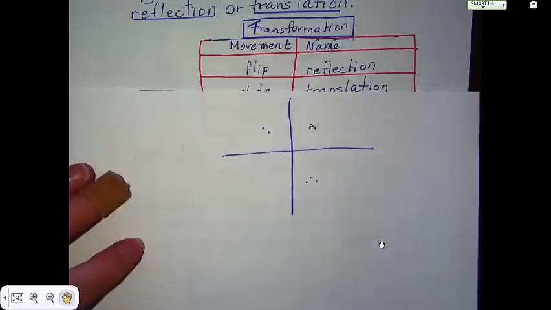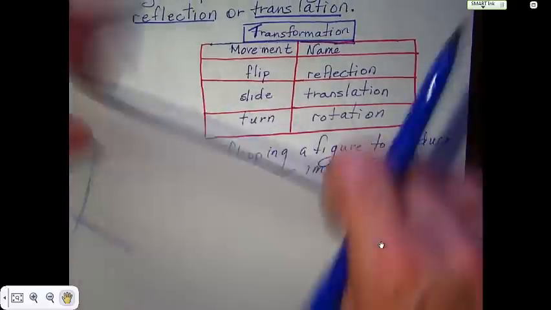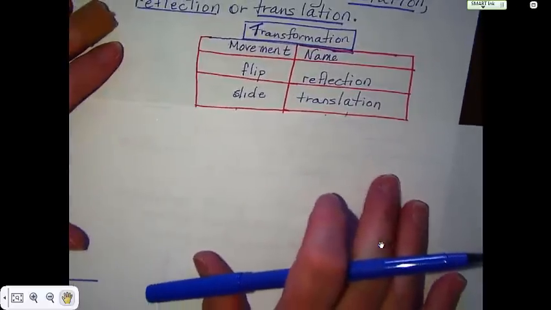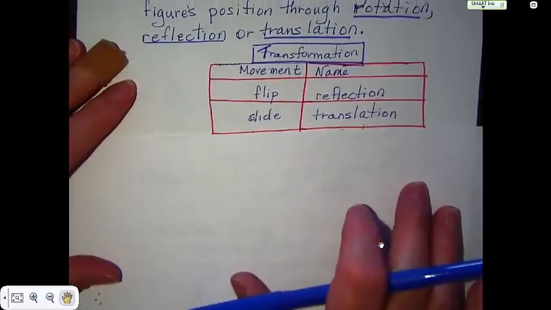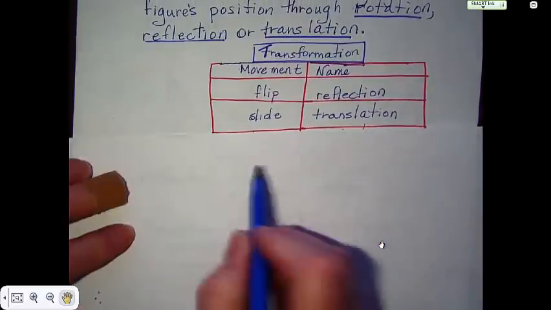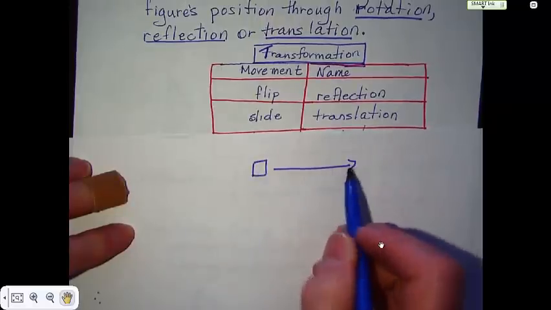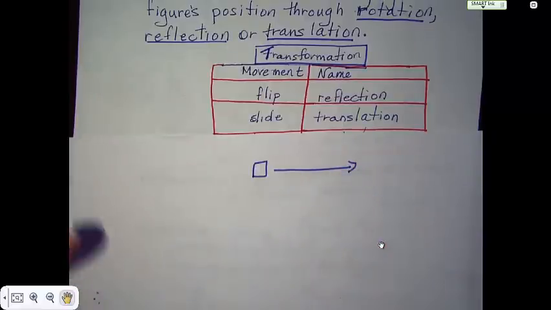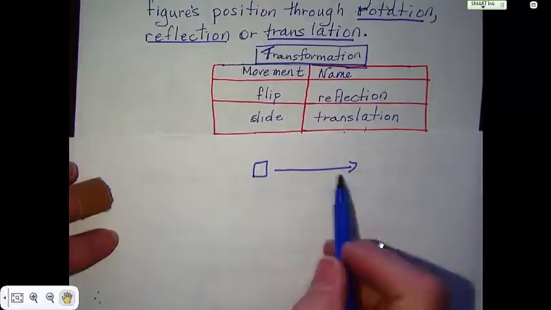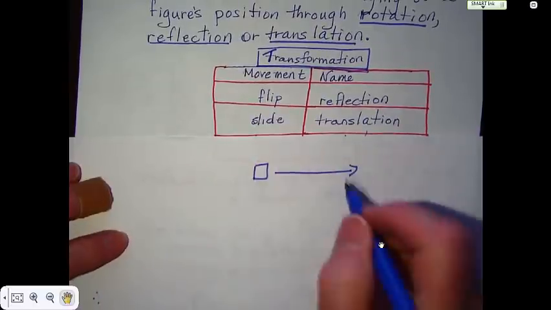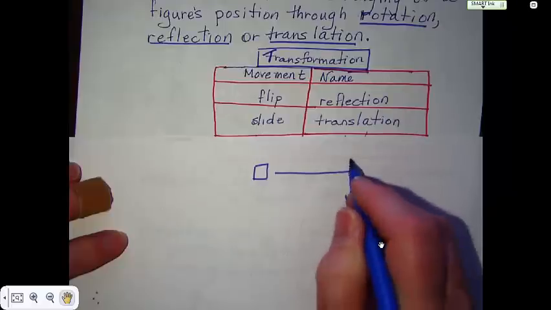The next one that we're going to talk about is called the slide, and it's called the translation. And the translation literally slides. So it goes from a position here over to here. It doesn't twist and turn and flip and flop. It just slides, just like you took your hand and went like that. And sometimes they even end up going down or up.